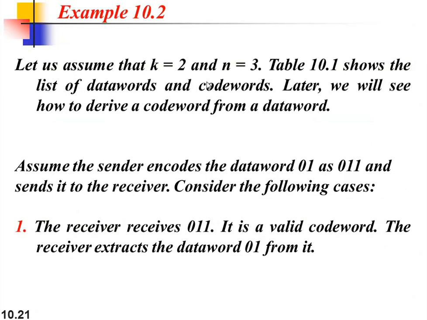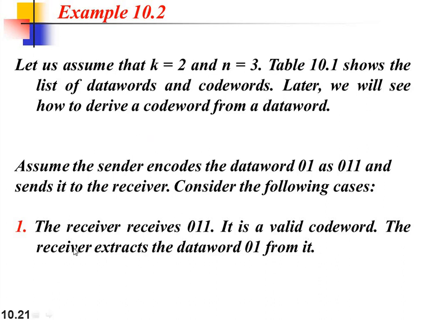So let us consider that this is the example where k is equal to 2, that means data is of 2 bits, and n is equal to 3. So the third bit is the redundant bit that is added to the core data word. So how many data words can you generate? 2 raised to 2 is equal to 4. And how many code words can you have? You can have 8 code words. Now let us see how these code words are generated.